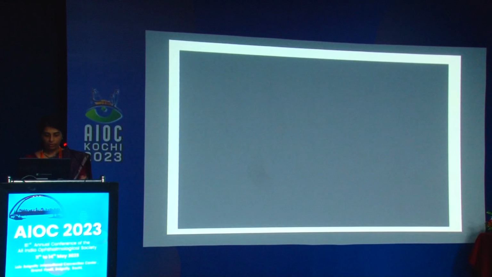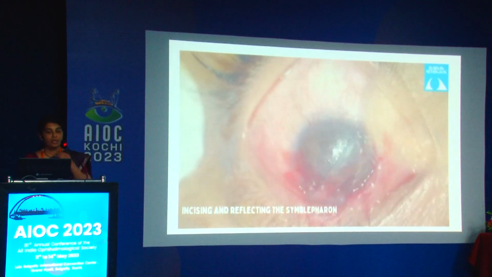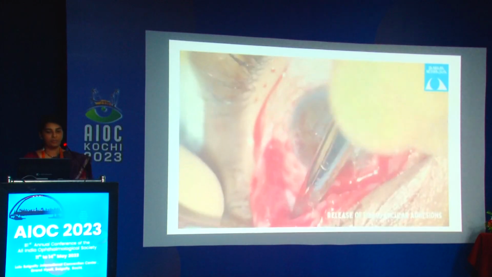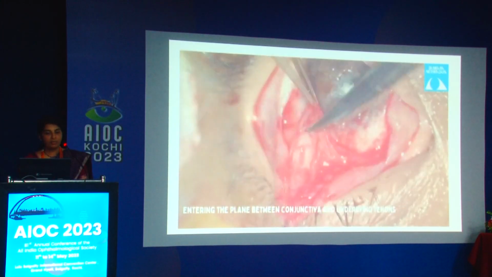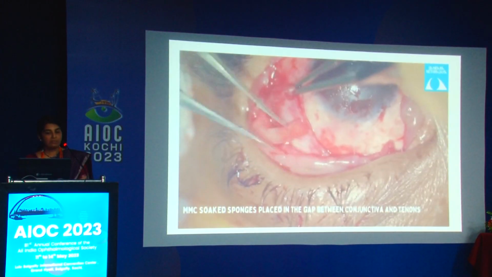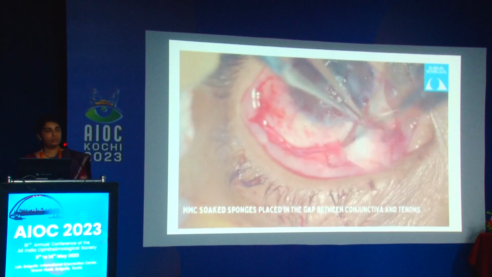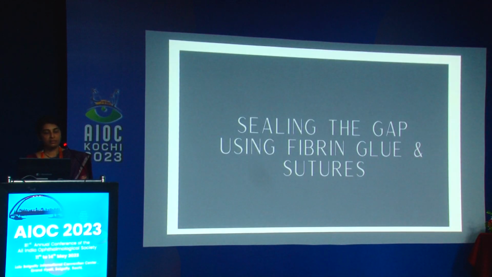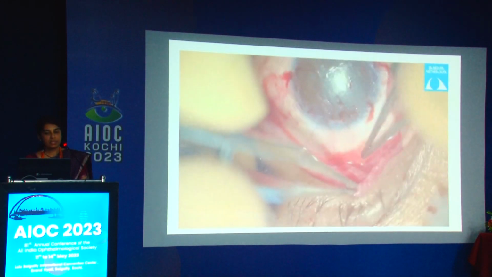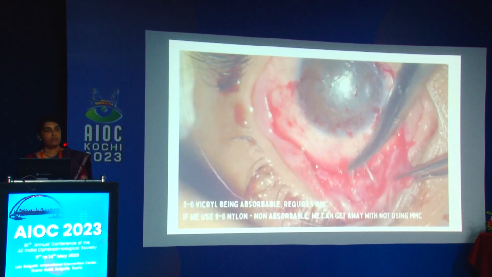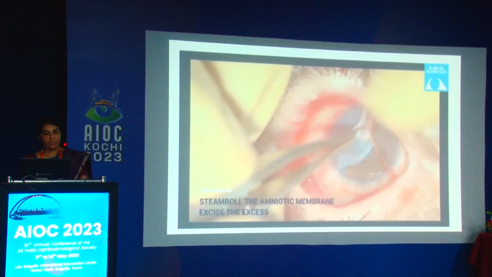This is a very short video to highlight the various principles that I just spoke about. The excision of fibrovascular tissue is something that we all are familiar with. It's important to enter into the plane between the conjunctiva and the tenons, and mitomycin C is always placed between the two and not over the sclera directly, which helps prevent the recurrence. And then sealing of the gap is done using fibrin glue, as well as suturing the tenons to the conjunctiva, which prevents the fibrovascular tissue from coming out.